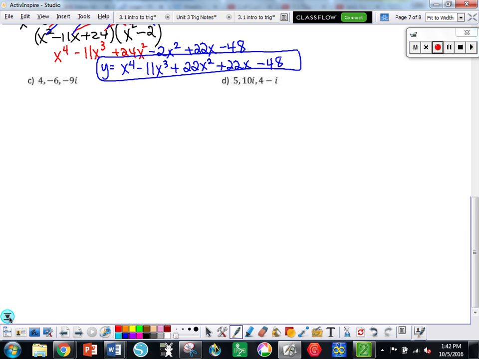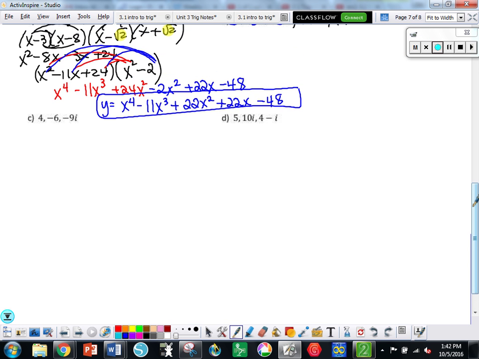Okay, part C. First of all, what other roots should there be? Part C, is this going to be a cubic, a quartic, a quintic? What is it? Does 4 have a partner? Does 6 have a partner? No. Does the negative 9i have a partner? Yes. What will it be? 9i. Woo. First step done. Right? Second step.